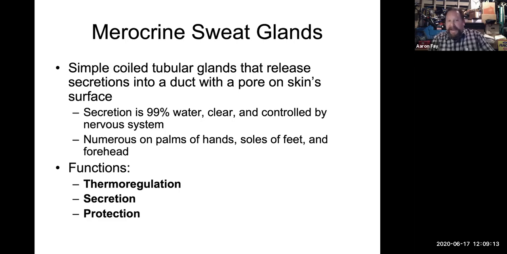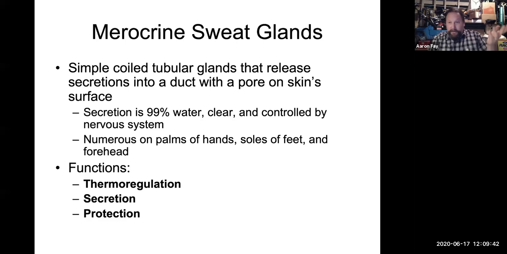So really the main function of the merocrine sweat glands is temperature regulation, right? You're going to produce this fluid. It's sent via duct to the surface of the skin. There it evaporates from the surface of the skin and takes heat along with it, and allows for cooling. Also, it allows for secretion. Other compounds, not hormones, pheromones, can be released through sweat by this mechanism.